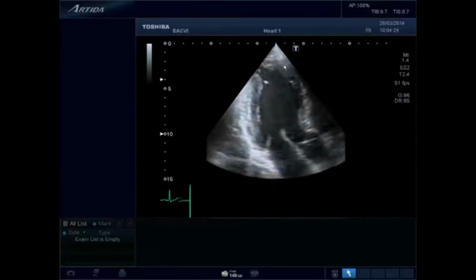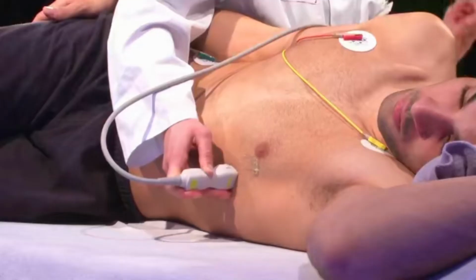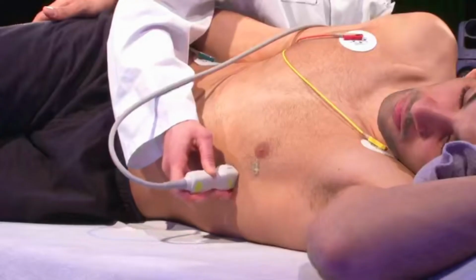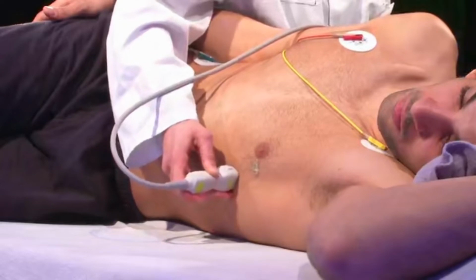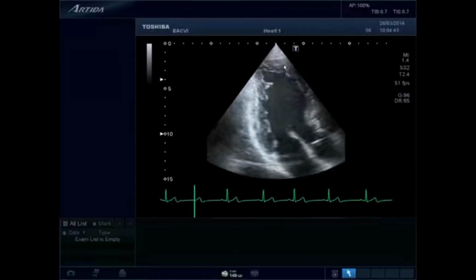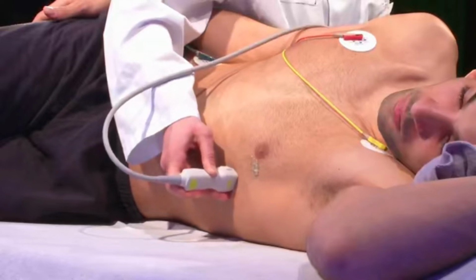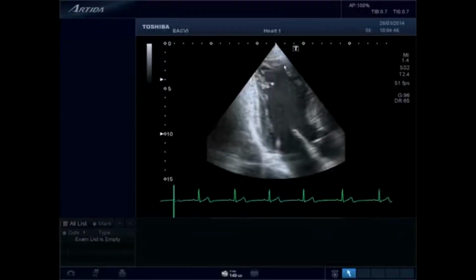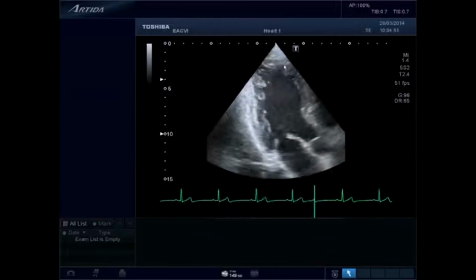Then, in order to be able to describe the morphology of the mitral valve very carefully, I will just tilt in the direction of the posterior commissure and then in the other way. So I'm screening all the plane of the mitral leaflets.